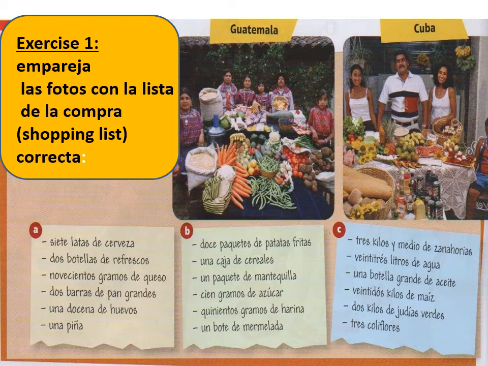So the first thing that you are going to do is you are going to match up the photos with the shopping list. So you've got shopping list A, B and C, and you've got Guatemala and you've got Cuba. So you need to have a think about how you're going to do this. You've only got 2 places, but you've got 3 shopping lists.